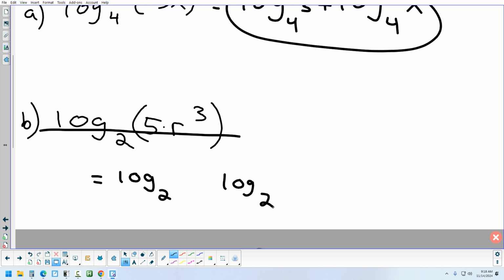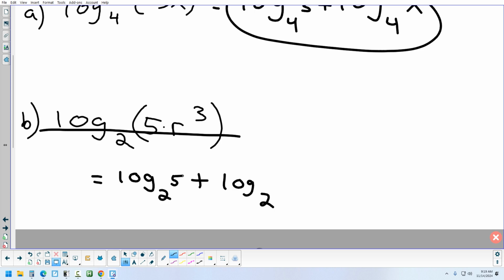Are we adding or subtracting these logs? Jack, are we adding or subtracting them? We're adding them because we have a product. Moises, what's going to be the argument on my first log? 5. And Ryan, the argument on my second log? It's going to be 5. Well, what's my second factor? Let's start with that. In the argument, what's my second factor?